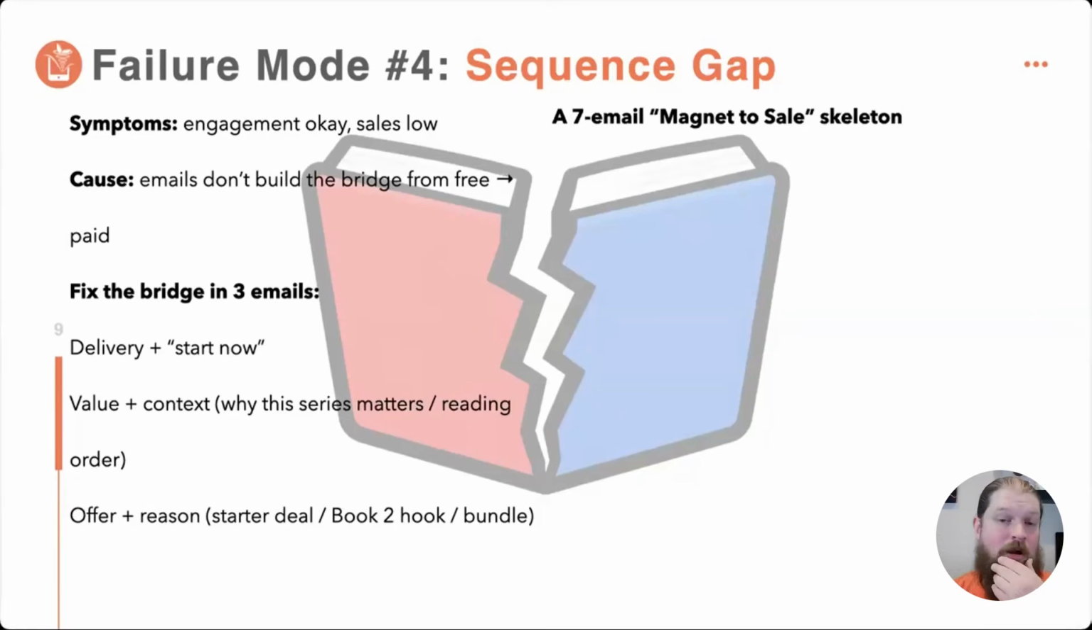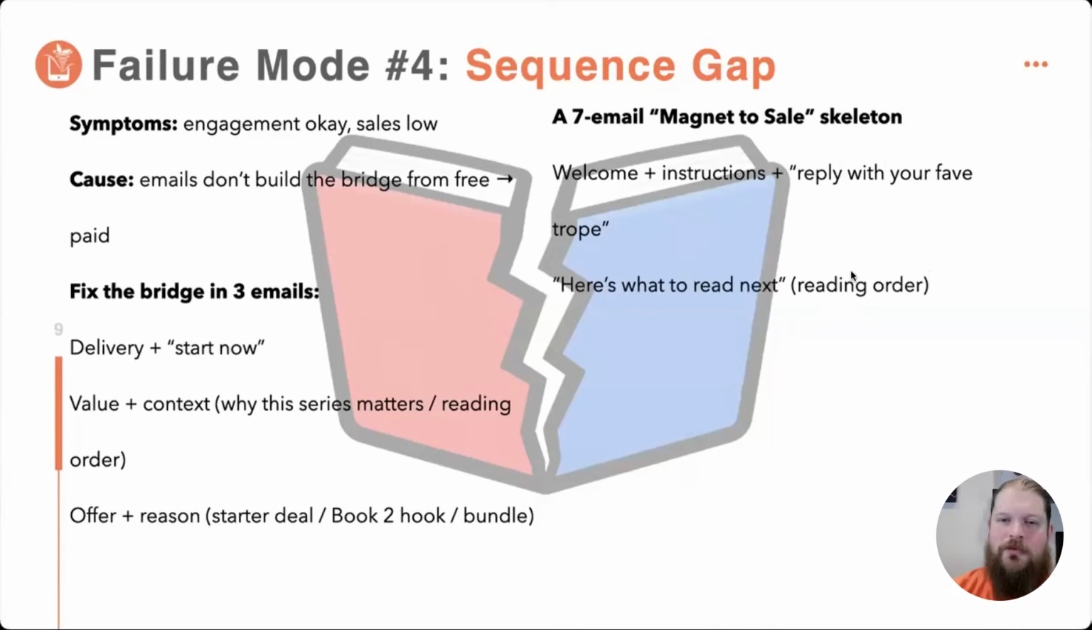And here I have also a longer seven-email magnet-to-sale skeleton for you. So we've got the welcome email plus some instructions in case they had trouble. Here I have an example where you ask them to reply. This is a way for you to gauge engagement. So reply with your favorite trope, or it could be anything, right? Assuming that they haven't read your book yet. Reply with your favorite author, for example. Here's what to read next in the reading order, or just showing them what the reading order is going to be. This is setting expectations that, hey, you're going along a path here.